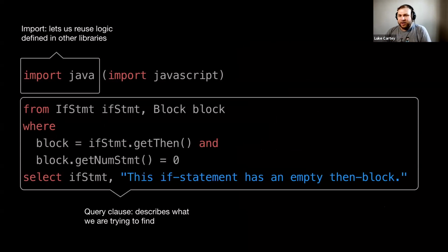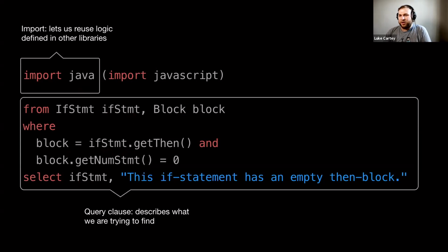And here, the from clause specifies some variables that will be used in the query. The where clause specifies some conditions on those variables in the form of a logical formula. And the select clause specifies what the result should be and can refer to variables that were defined in the from clause. There's also a series of imports at the top of the query, which lets us reuse logic defined in other libraries. So this import java allows us to import the standard library for Java.